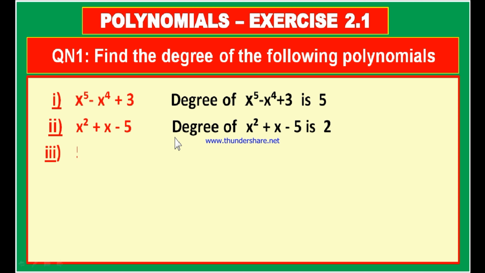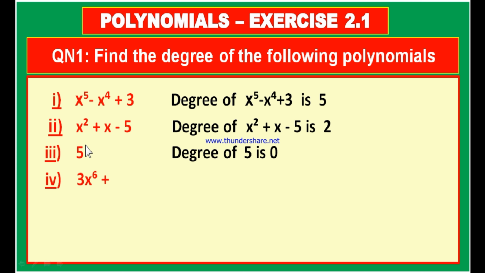Understood? Now look at the third bit. Here we have been given 5, a constant number. There is no variable in this case. Since there is no variable, you can write this 5 as 5 into x power 0. Isn't it? 5 into x power 0. Therefore, the exponent of the variable is 0, therefore degree of 5 is 0. Understood? Since 5 is a constant number, the degree of any constant number is always 0. Please keep in mind, the degree of a constant number is always 0. This is called a constant polynomial.